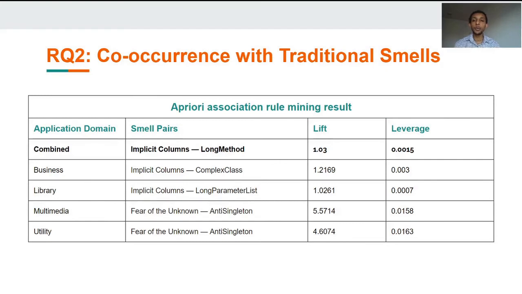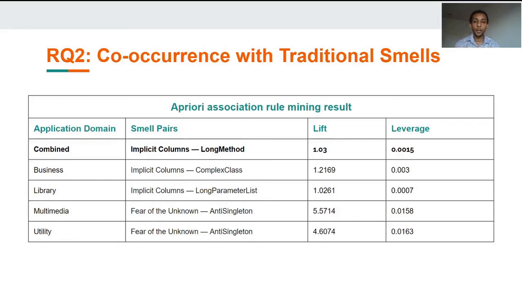In the second research question, given that those SQL code smells are prevalent in our data-intensive applications, we look at their co-occurrence with traditional code smells, and we run Apriori association rule mining. We see in the table, given the lift and leverage values, that the leverage value is close to 0, which indicates a small association between SQL code smells and traditional code smells.